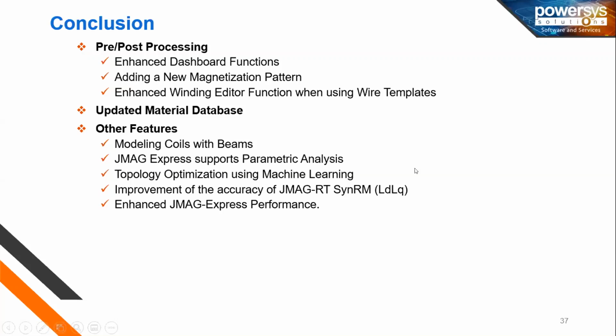And LD-LQ is being advanced in JMAG RT, especially for the synchronous reluctance motor. And there is an enhanced JMAG Express performance also. So these are the features added in version 21 regarding the control and circuit, the efficiency map, pre and post processing, the coil, and the processing speeds.